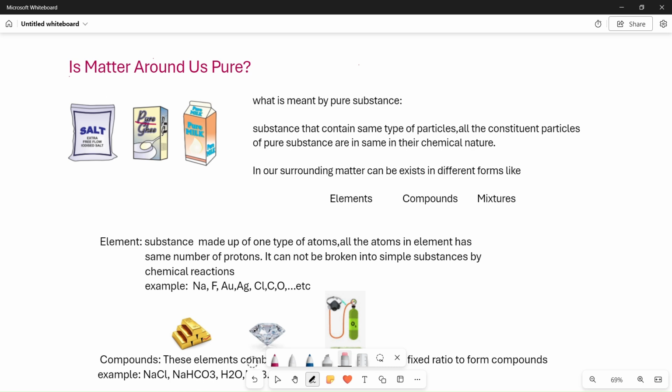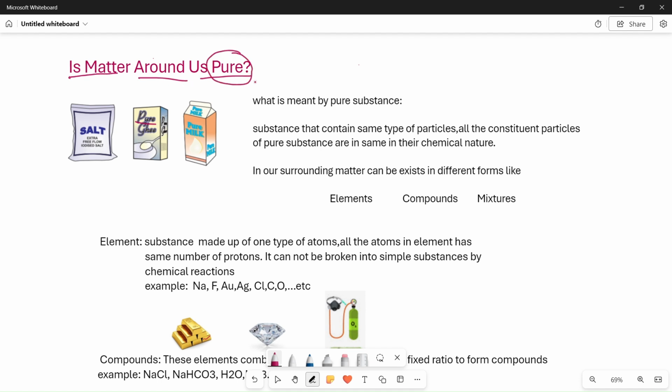Hi everyone, in this session we are going to discuss CBSE Class 9 Chapter 2 Science, that is Is Matter Around Us Pure? In the first chapter, Matter in Our Surroundings, we discussed each and every point very clearly along with daily life activities, right? So, in this lesson, Is Matter Around Us Pure? You have to know first of all what is pure.